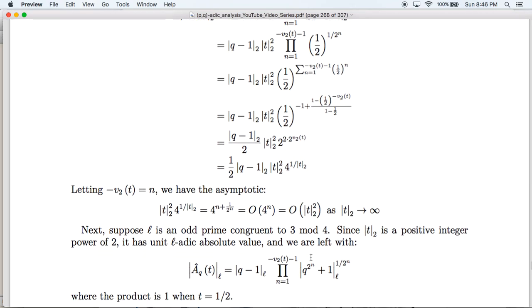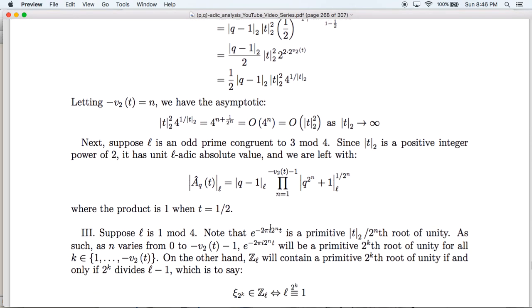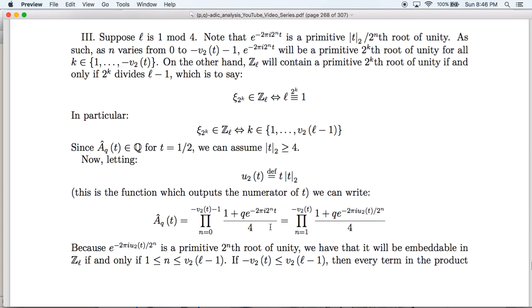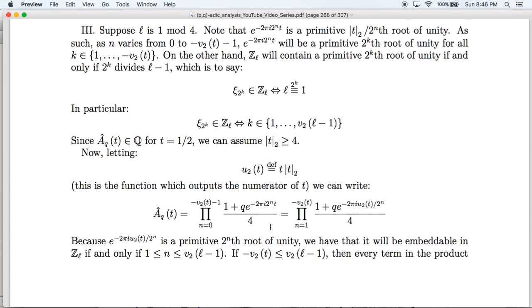So all that's, and then of course, this is the 3 mod 4 case. So now let's deal with the 1 mod 4 case. In this case, e to the negative 2 pi i 2 to the n t is going to be a primitive t2 over 2 to the nth root of unity.